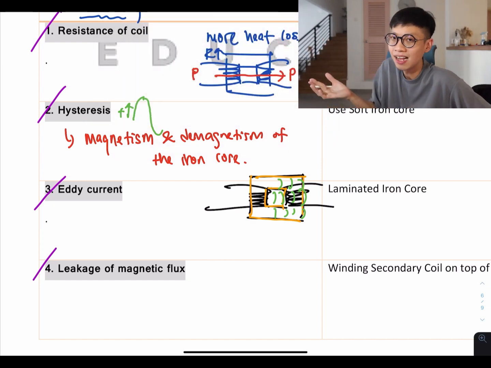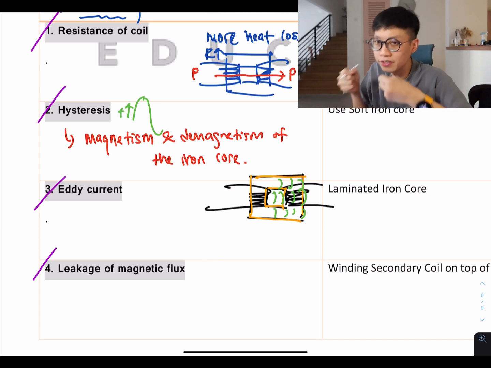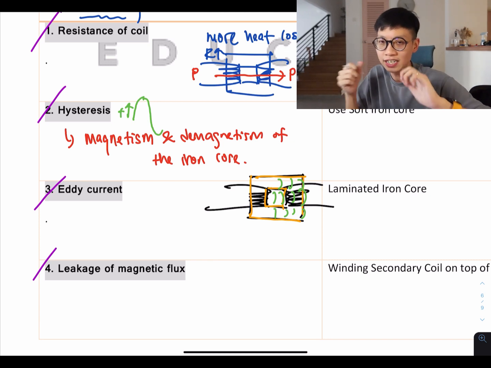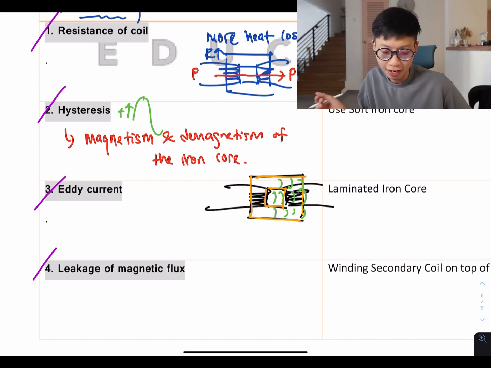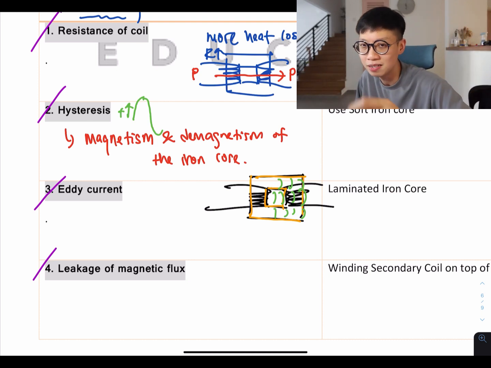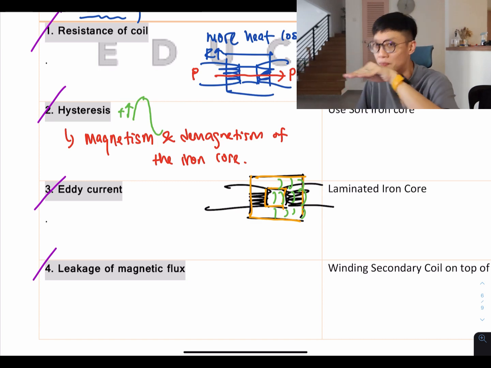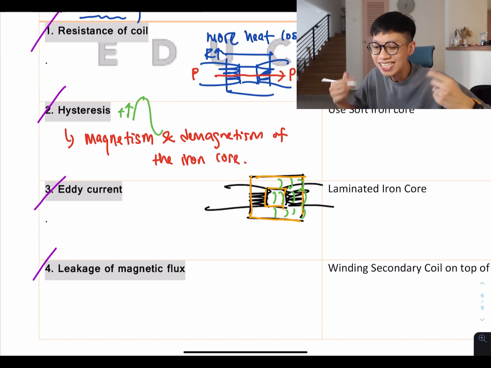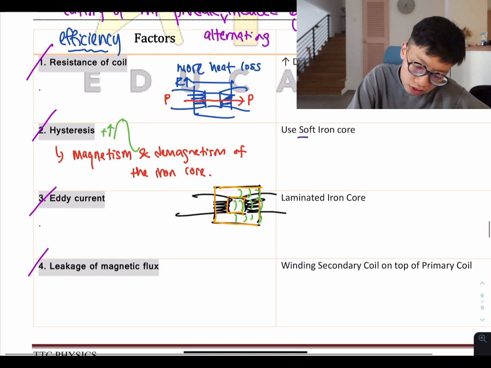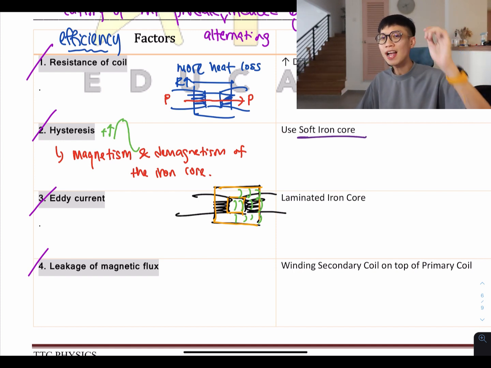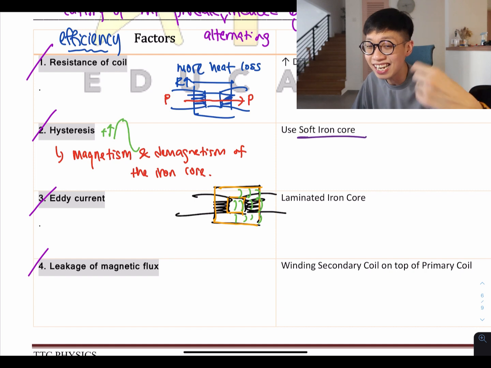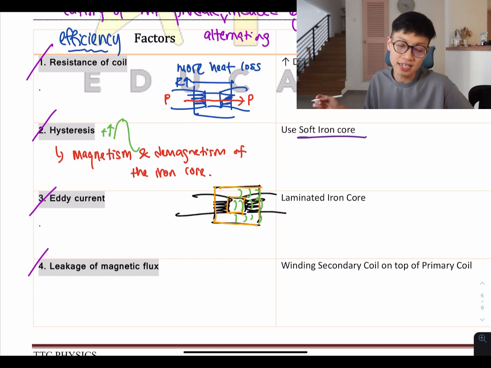It's like a car. If you keep on accelerating and braking and accelerating and braking, you waste petrol, right? If you can drive constantly, you will save petrol, right? So magnetism and demagnetism is like stepping on the petrol, then braking, stepping, braking, which will waste energy. Solution: use a soft iron core. If you use a soft iron core, you use less energy to make the iron core become a magnet. So you save energy in the process.